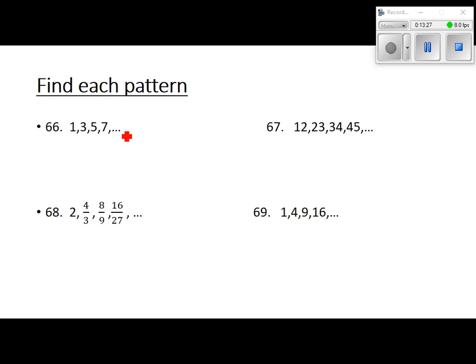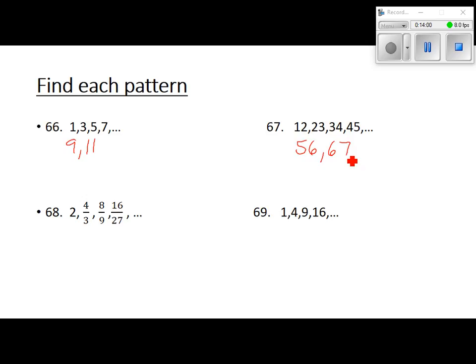What are the next two numbers? 9, 11. How about 67? 56 and 67. Everybody agree with those two? A little tougher one on 68. Like multiplying the top fraction by 2, bottom by 2. Multiply the top by 2, bottom by 3. Very good. What happens with this first one, though?